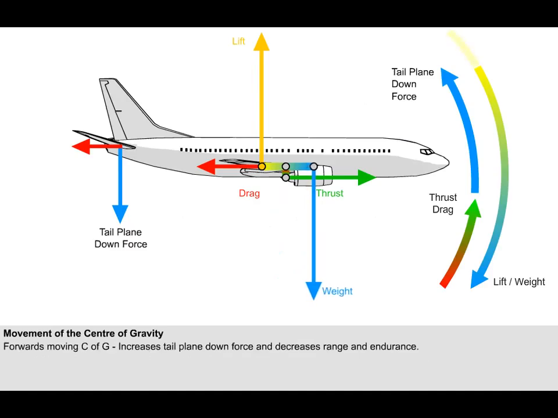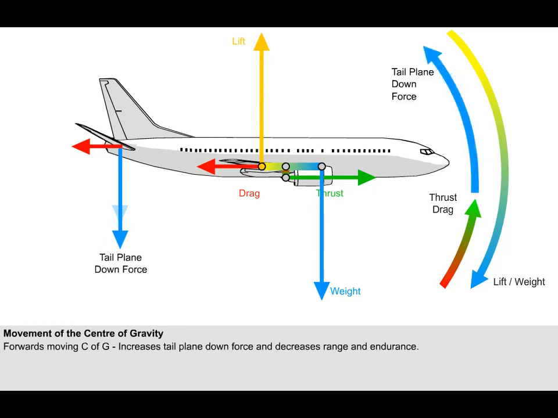If the center of gravity moves forwards, the magnitude of the lift-weight couple increases because the arm of the two forces is now longer. This increases the nose-down pitching moment. To balance the nose-down pitching moment and maintain level flight, more tailplane downforce is needed. You may recall that this had the effect of increasing the weight and drag of the aeroplane, which would have a detrimental effect on the aircraft's performance, reducing both its range and endurance.